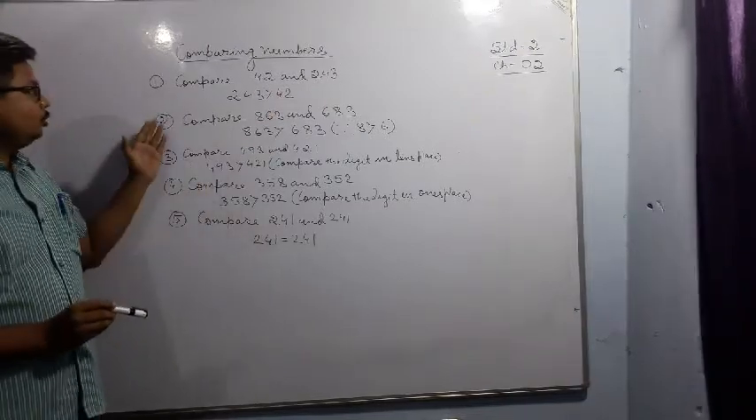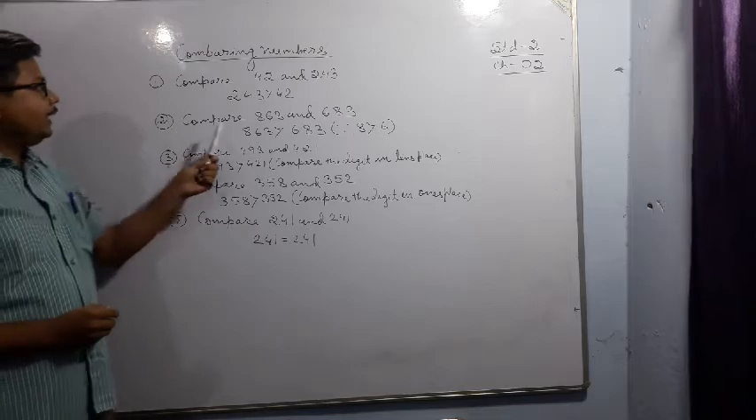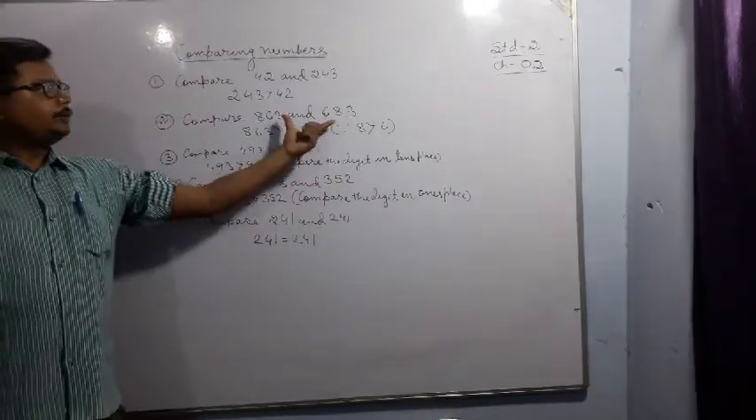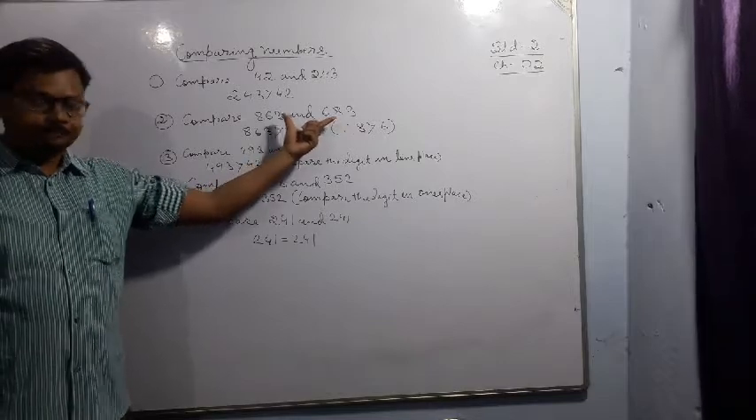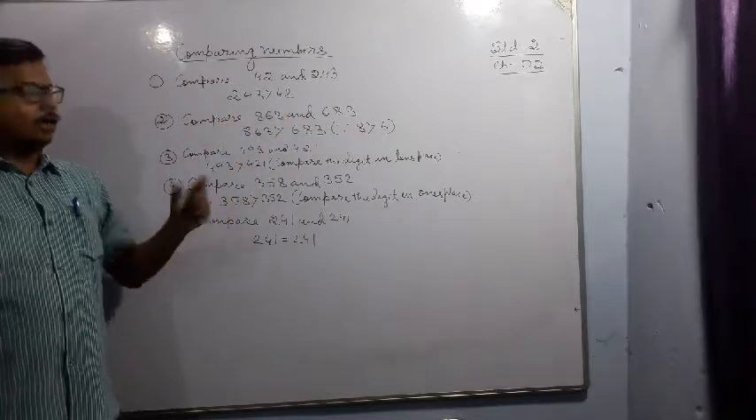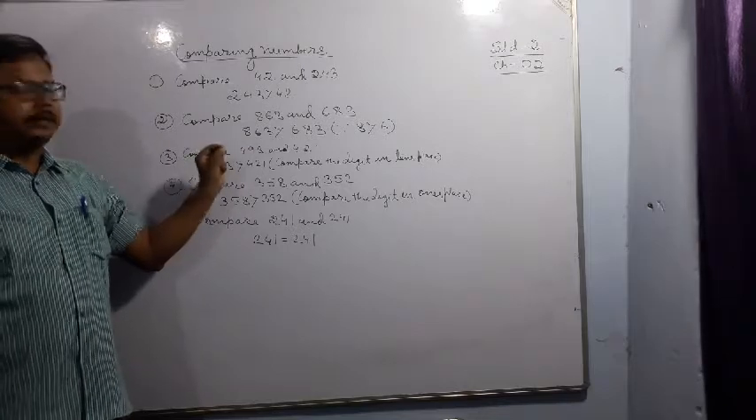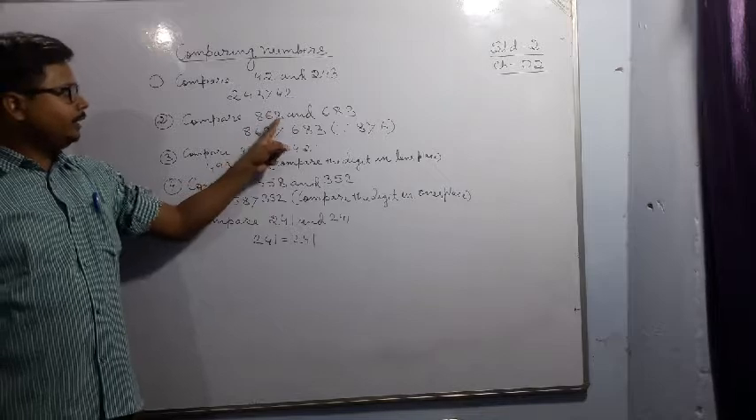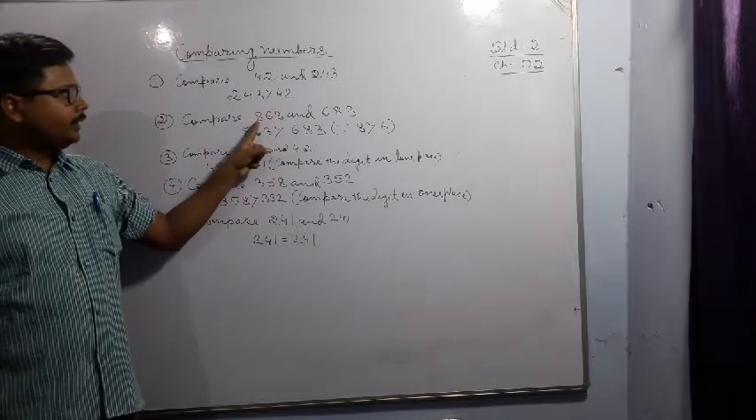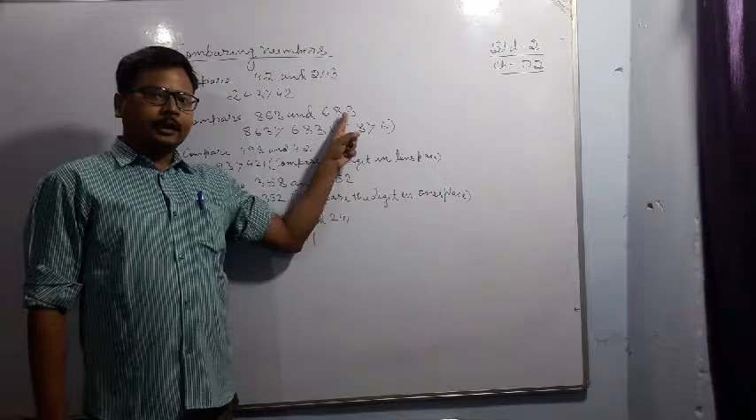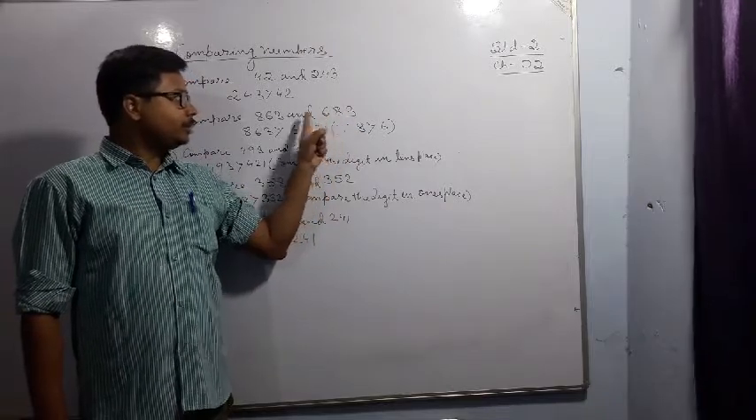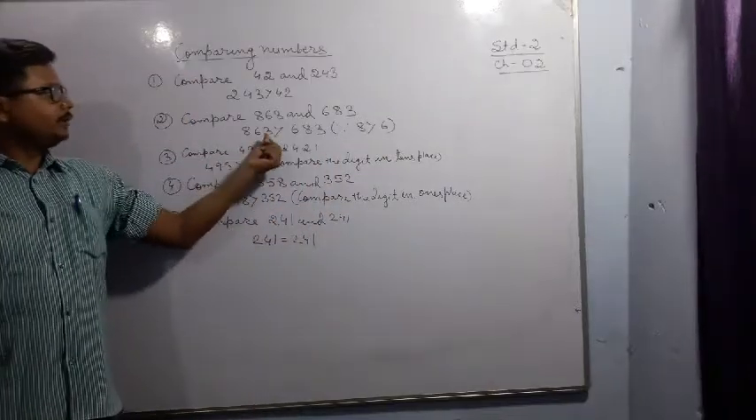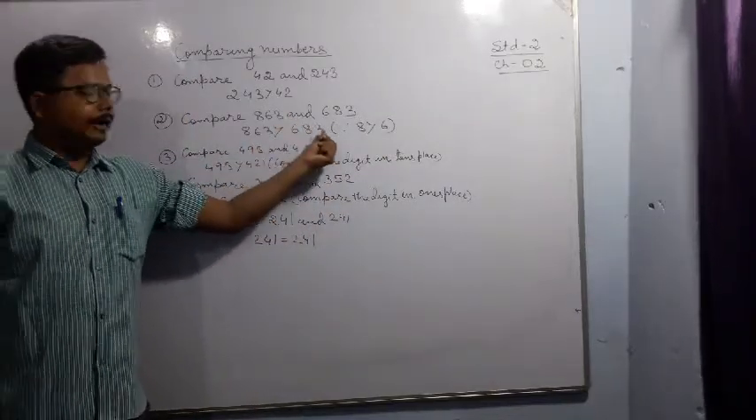Now let us come to question number 2. Compare 863 and 683. As you can see here, both are 3 digit numbers. Now how to compare these numbers? First of all, you have to see the hundreds place of both the numbers. In 863, in hundreds place 8 is there, and in 683, in hundreds place 6 is there. So 8 is greater than 6. So we can write 863 is greater than 683.